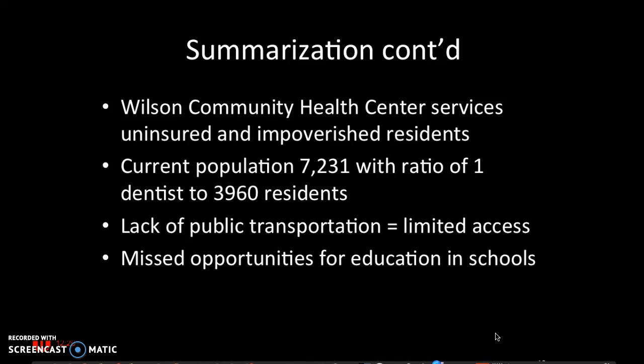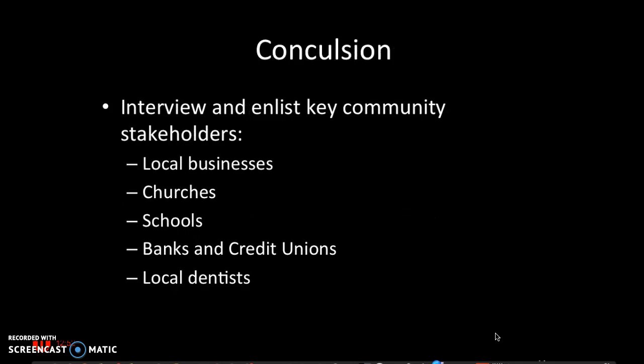Just to summarize, we see that the Wilson Community Health Center services an uninsured and impoverished resident community. Currently, the population is 7,231 with a ratio of one dentist to 3960 residents. There is a lack of public transportation, which equates to limited access to healthcare and dental care. And there are missed opportunities for education in schools.